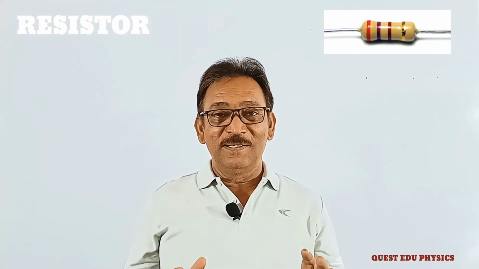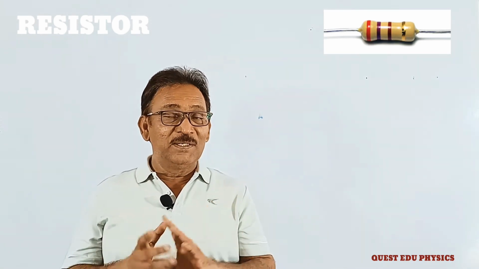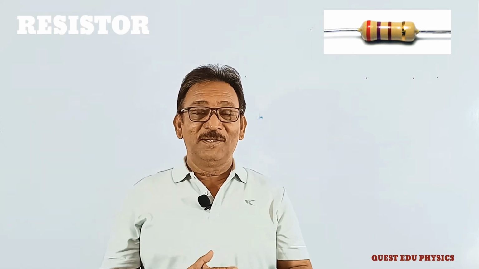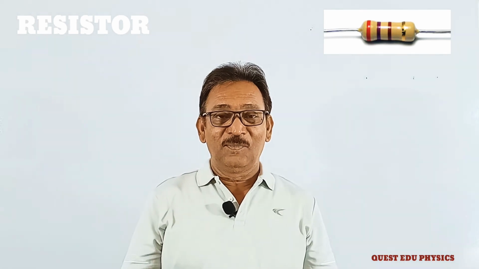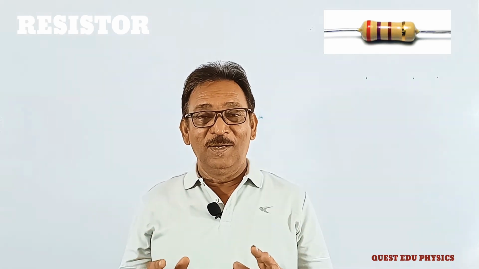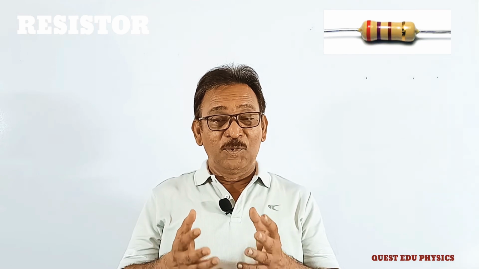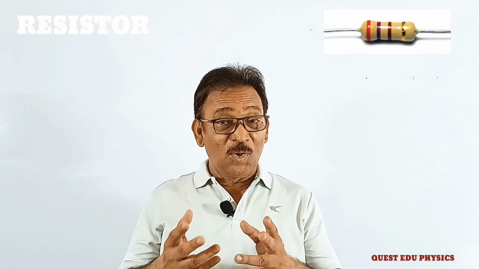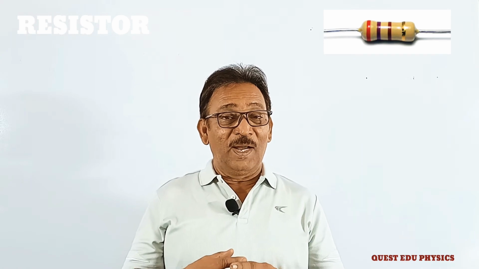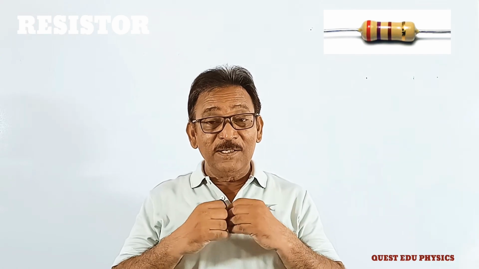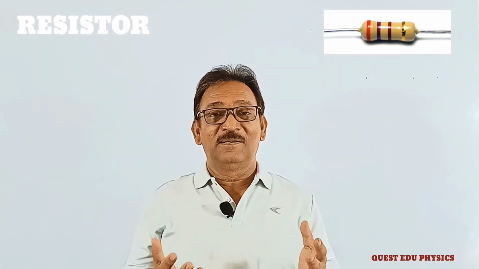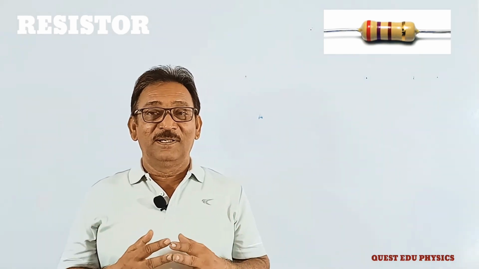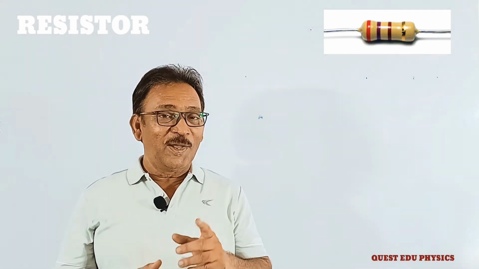If you go with the circuits, we come across two types of elements. One is the active element and the second is the passive. First we go with the passive. What does a passive element do? It absorbs the electrical energy, and it also dissipates the energy in the circuit. Dissipating means what? Release. It releases the energy in the circuit. I hope you are understanding.